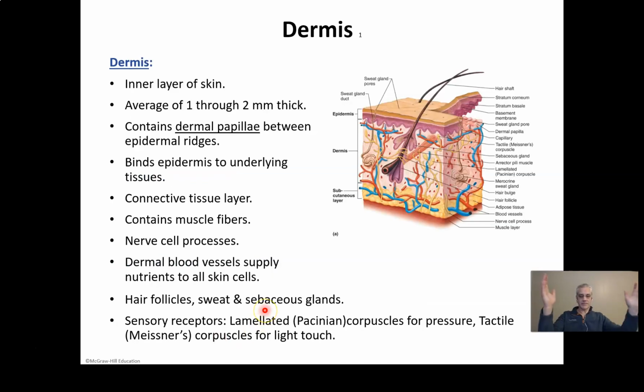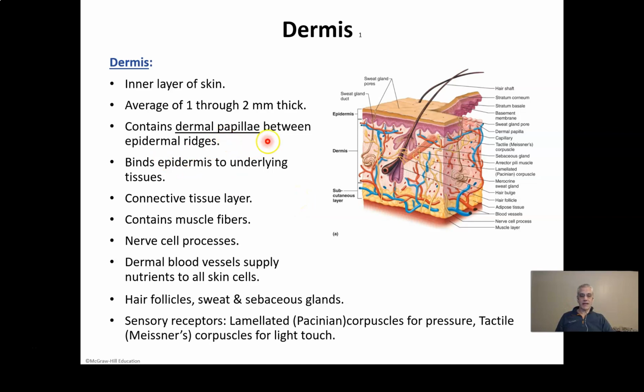All right, that's the epidermis. Now we're going to move on into the dermis. Two layers of the dermis underneath the epidermis. Average is 1 to 2 millimeters thick. It's not very thick. You pick up a ruler and look at how much 1 to 2 millimeters is. It's pretty thin, but it's thick enough to do the job.